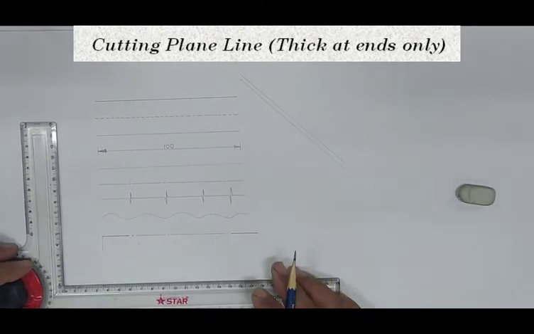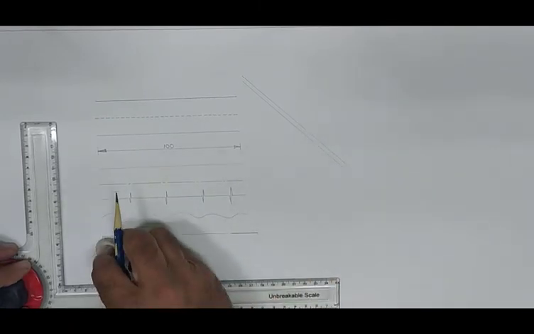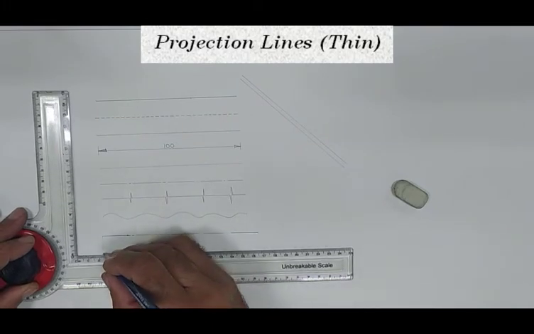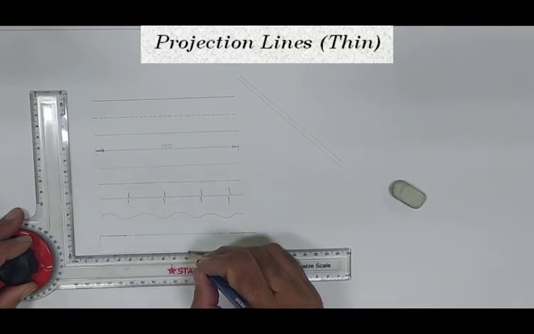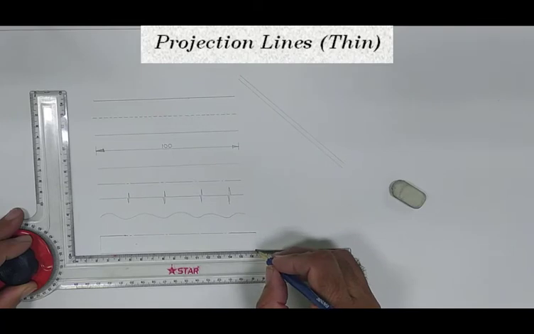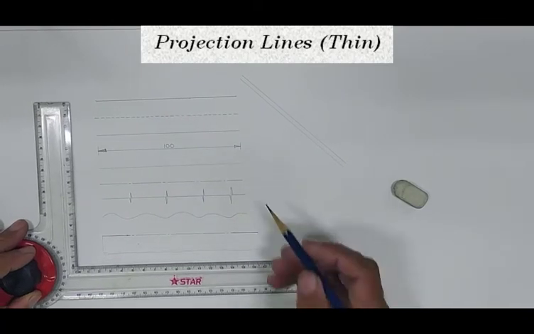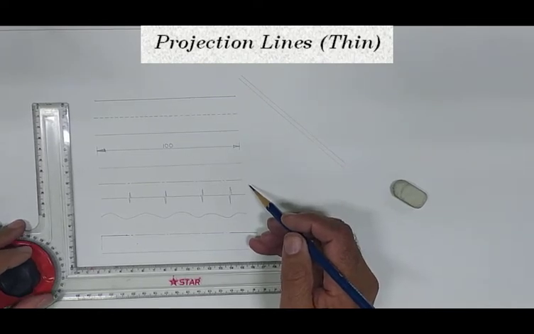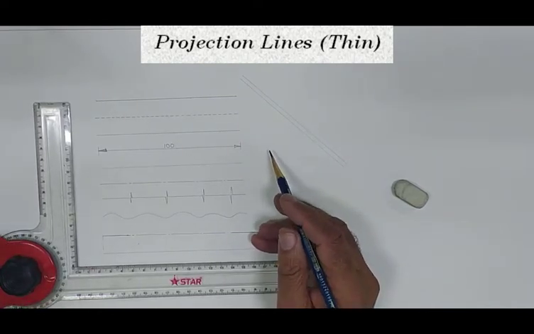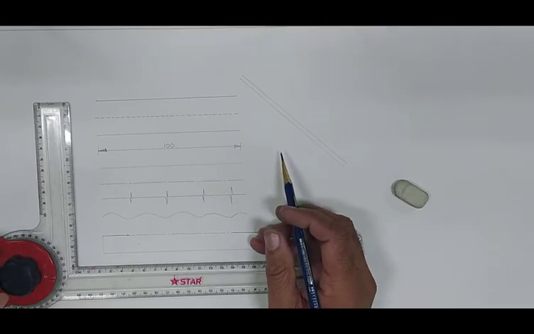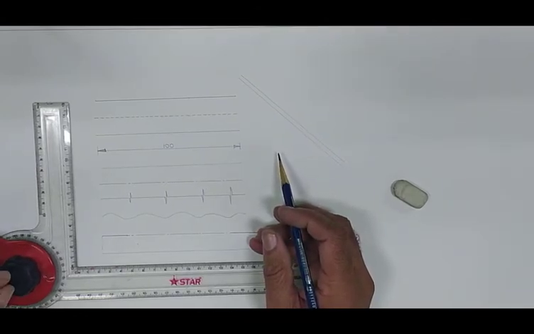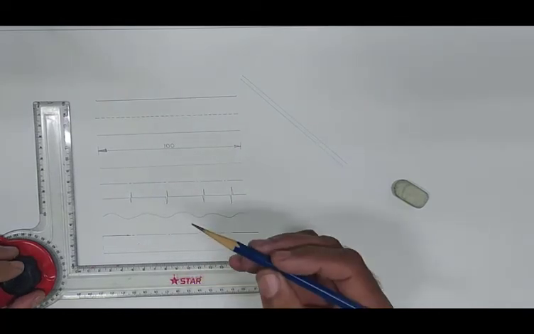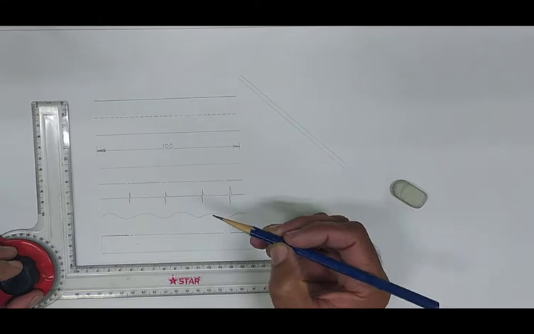So similarly we have the projection lines. Those are similar to the construction line. Projection line is like this. It is thin line. Then construction line, projection line, and the dimension line, again the section line. These all are the thin lines. When we are going to draw the thin lines, you should use very little pressure on the pencil.